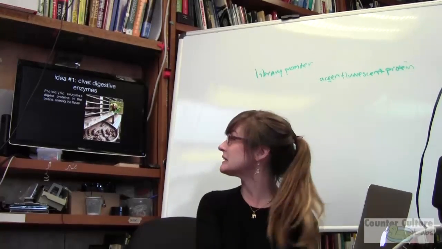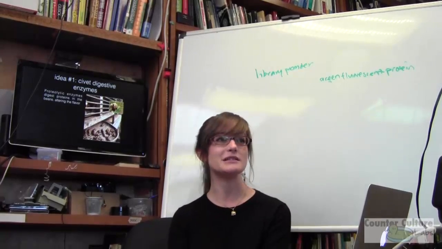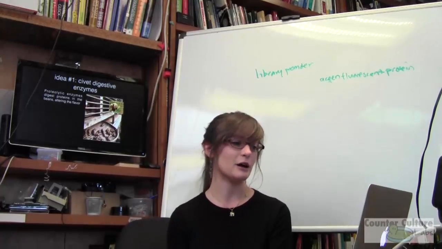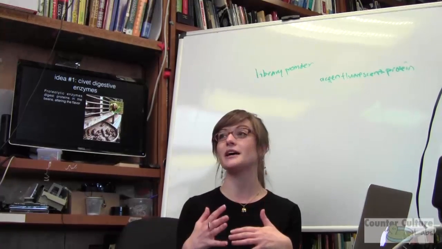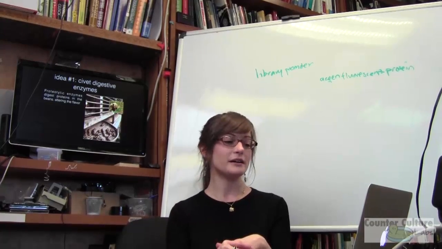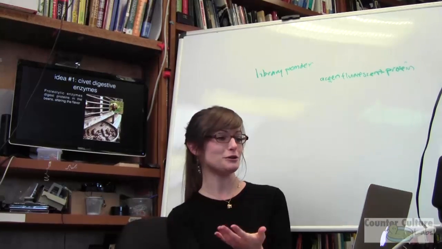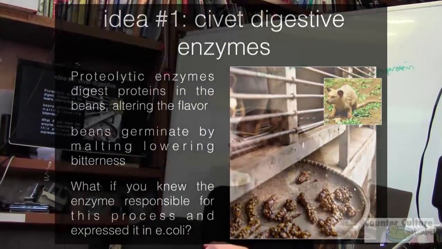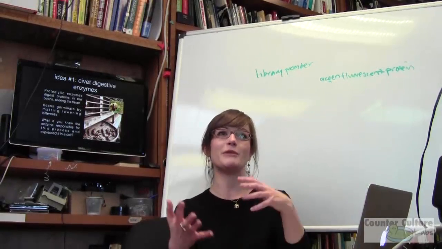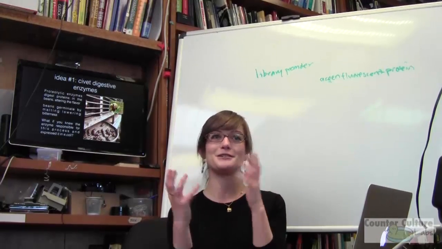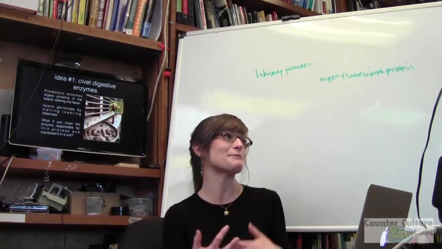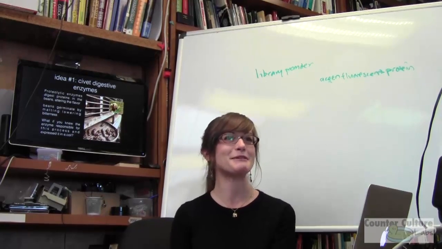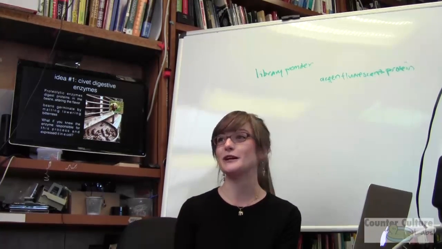Okay, so apparently the digestive enzymes in the civet's digestive tract are proteolytic enzymes that break down proteins in the coffee beans. I don't know much about them, but I think it would be an interesting project to figure out what enzyme is responsible for processing the beans, and if you could imagine if we could grow that protein up in a bioreactor and isolate the protein ourselves, we could make the most expensive coffee in the world. But it wouldn't be the most expensive coffee in the world anymore. It would be a less expensive version that did not go through the digestive tract of an animal.